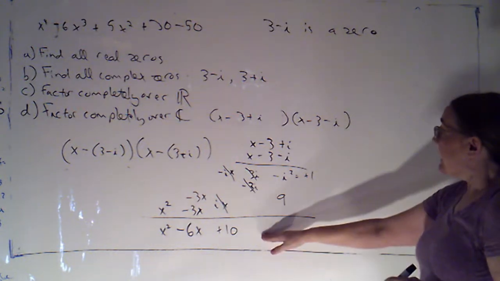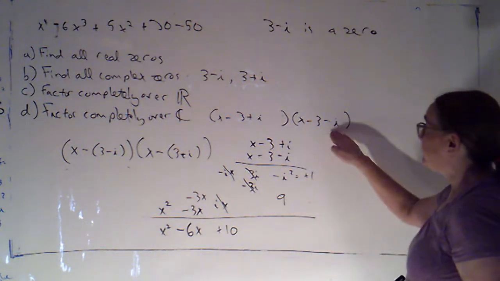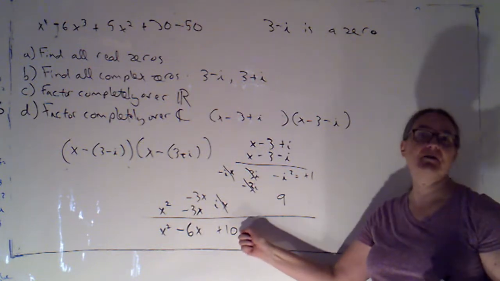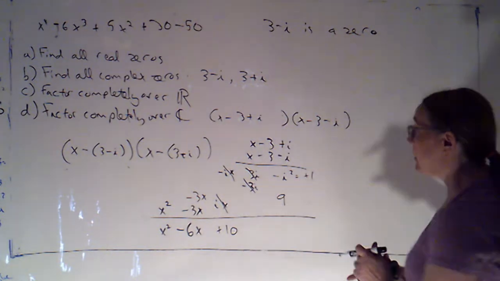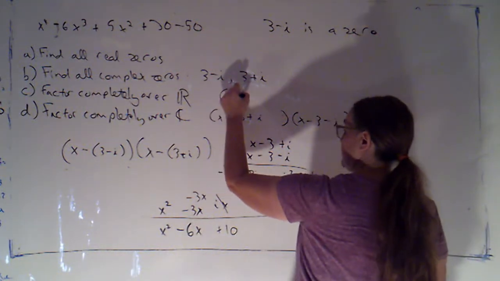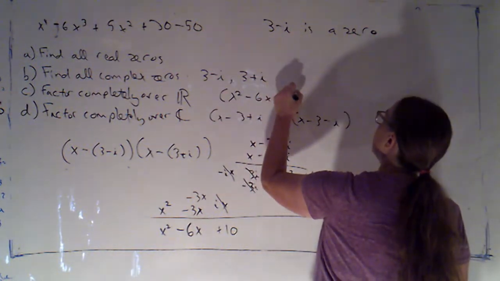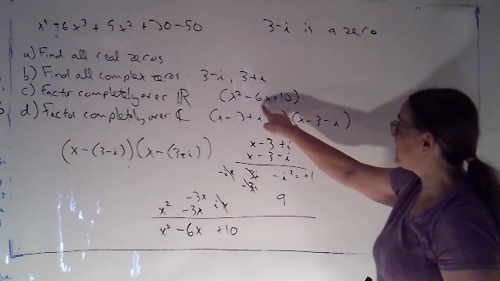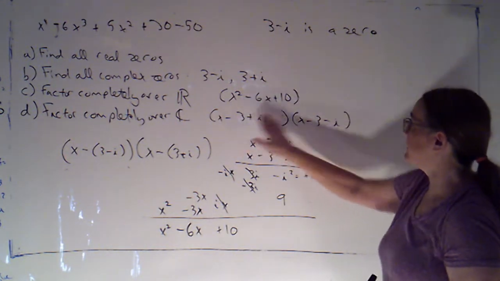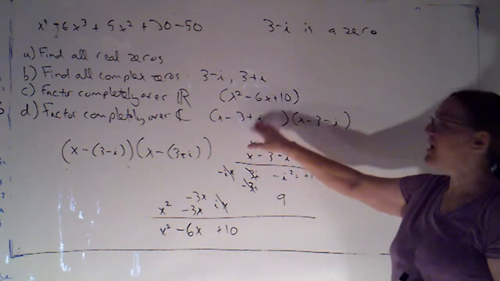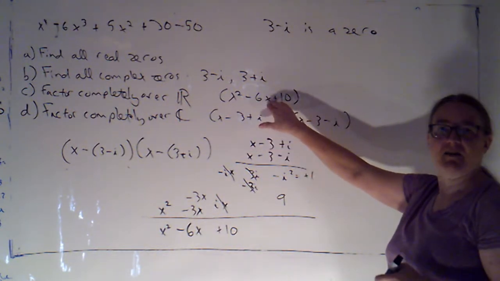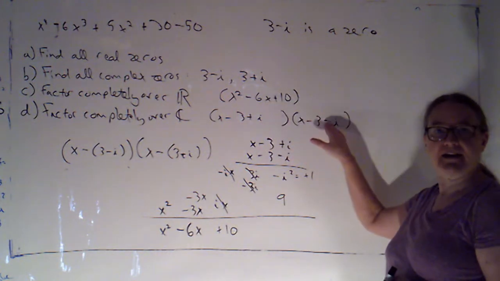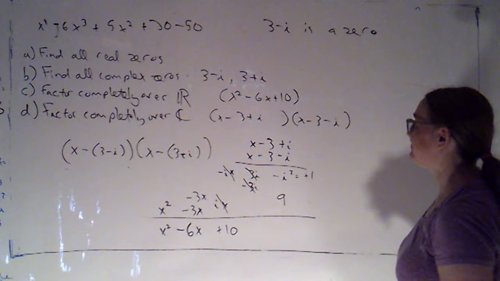Okay. Now, there's a built-in check here. If you multiplied out the factors corresponding to complex conjugates, you should get something completely real. I'm going to go ahead and list this, x squared minus 6x plus 10, as a factor in the real numbers. That has real coefficients. That's equivalent to these two factors in the complex numbers. Over the reals, we would say this is irreducible. It doesn't factor anymore. But over the complex numbers, we can break it down into two linear factors.